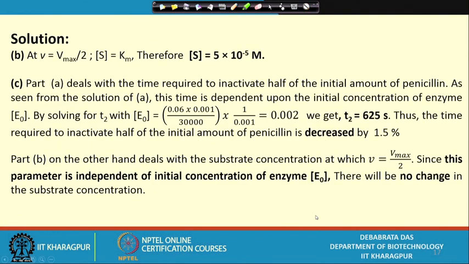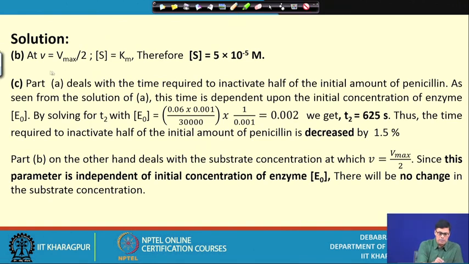Now for the next problem, the next solution: at V equal to Vmax by 2, S is equal to Km. Because the Vmax value we already know, we can easily find the S value. From the Km value we can find out the S value.